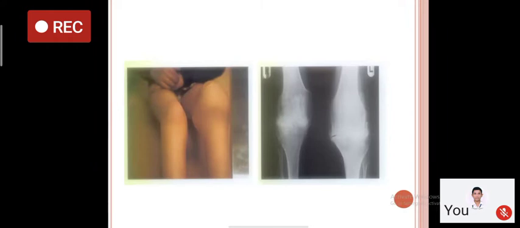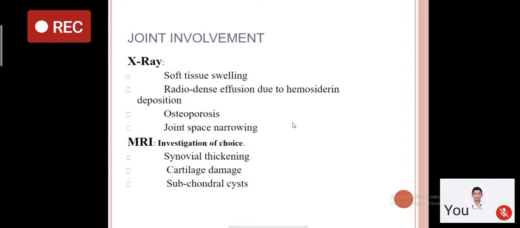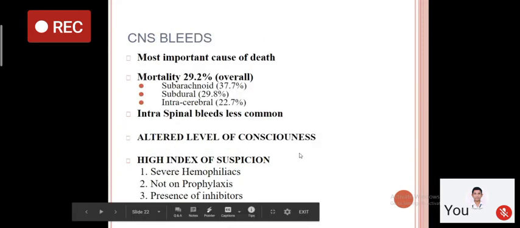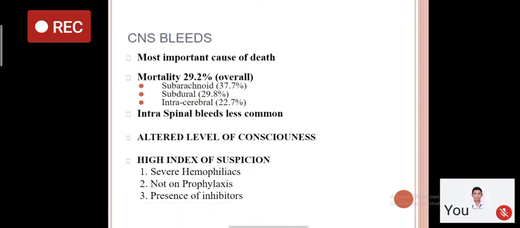So these are the patients having chronic arthritis related to hemophilia, and these radiographs show that there is complete absence of the joint space, and there is either fibrous or bony ankylosis. X-ray findings of a hemophilic patient during the time of bleeding can show only a soft tissue swelling, or there may be some effusion within the joint, which can be due to hemosiderin deposition leading to periosteal osteoporosis and joint space narrowing. MRI is the investigation of choice for the joint, to look for the hemophilic changes.